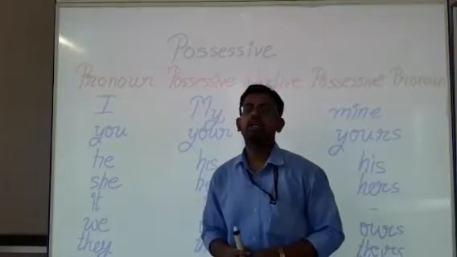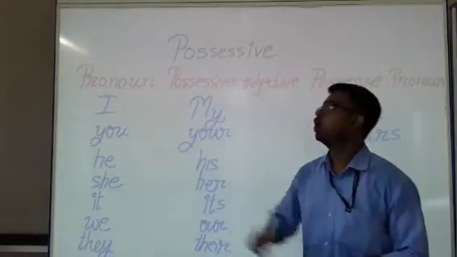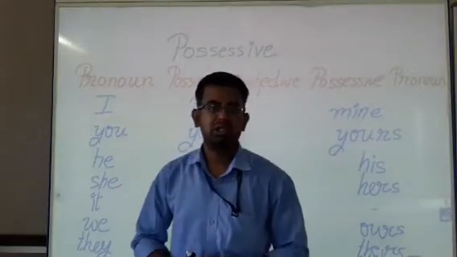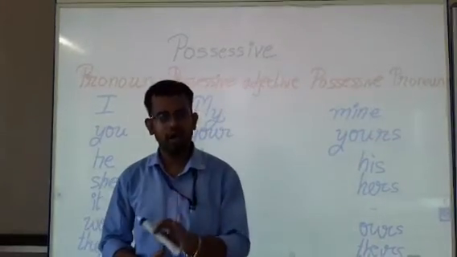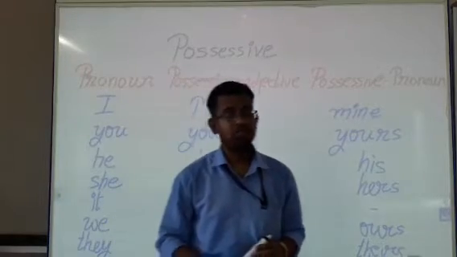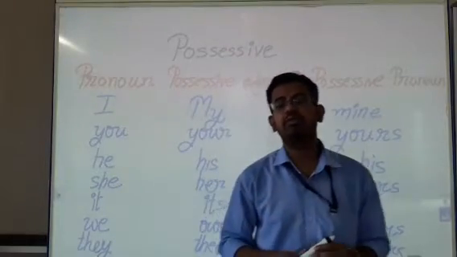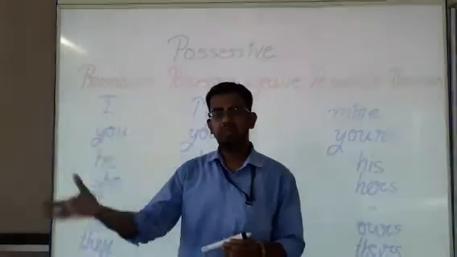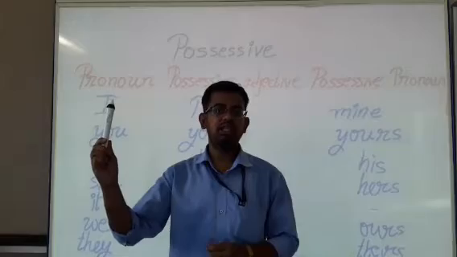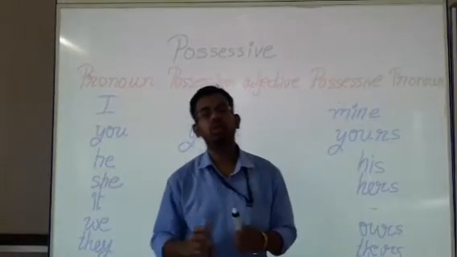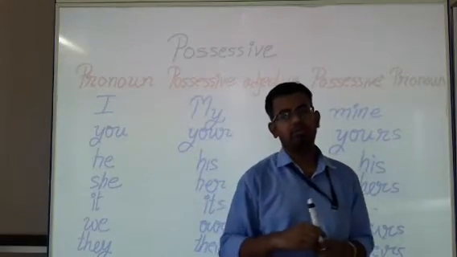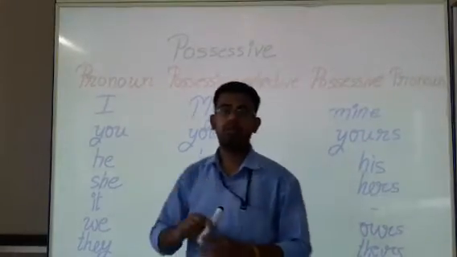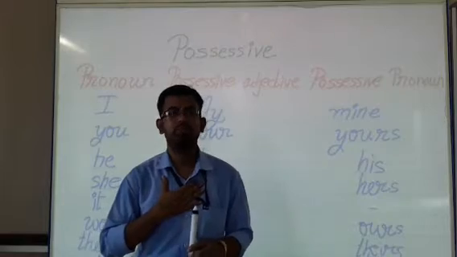And next we will discuss possessive determiners. Sometimes they are also called possessive adjectives. Possessive comes from the word possession. Possession means this belongs to me, है ना? This is my pen. So here the possessive determiner shows possession which belongs to me.